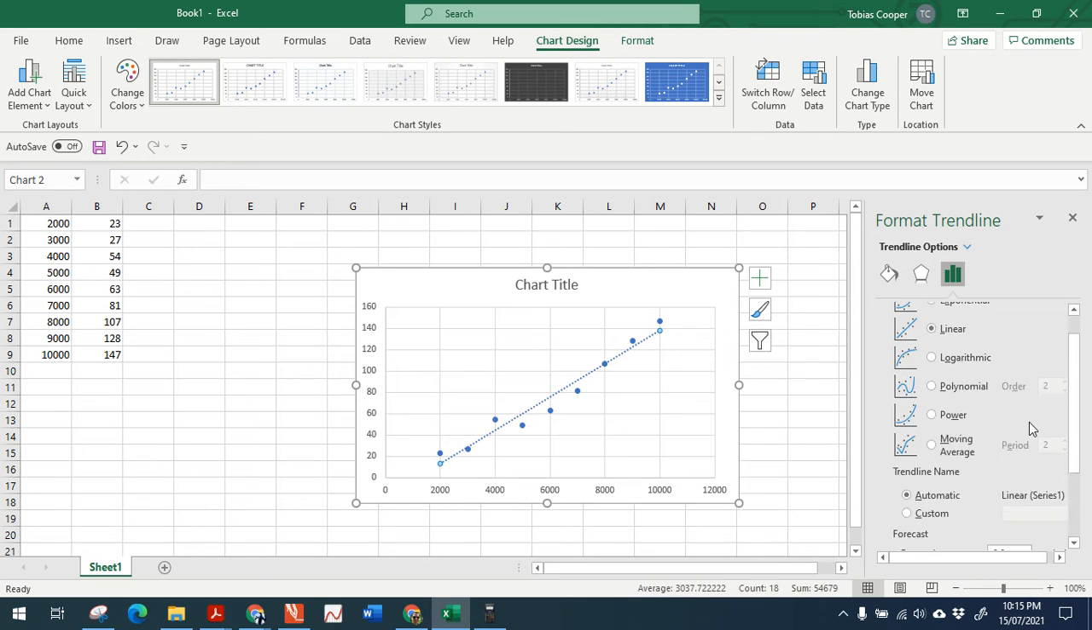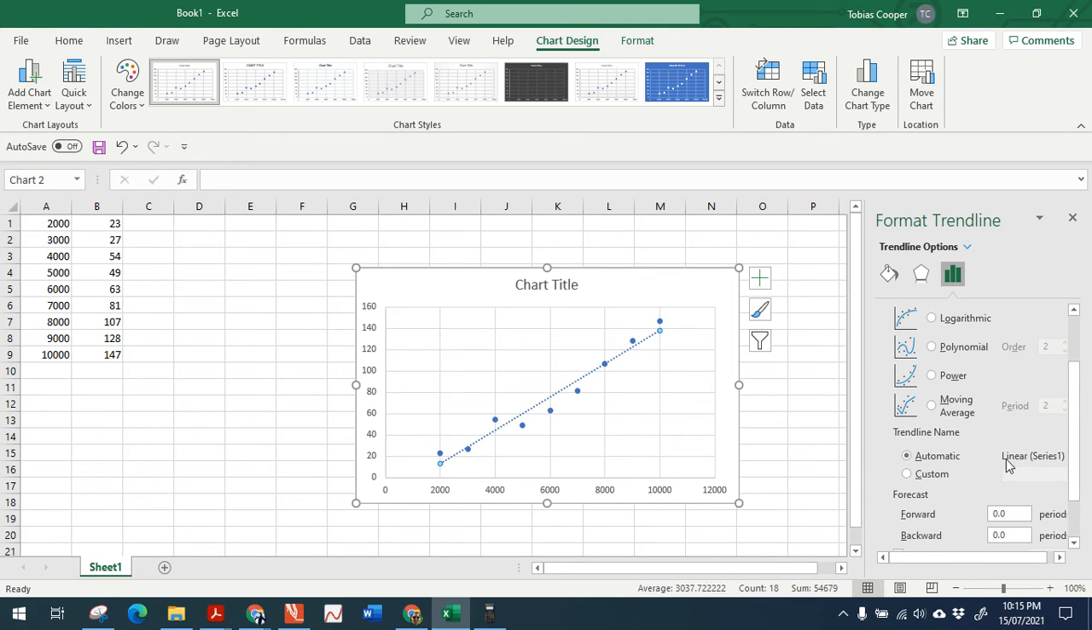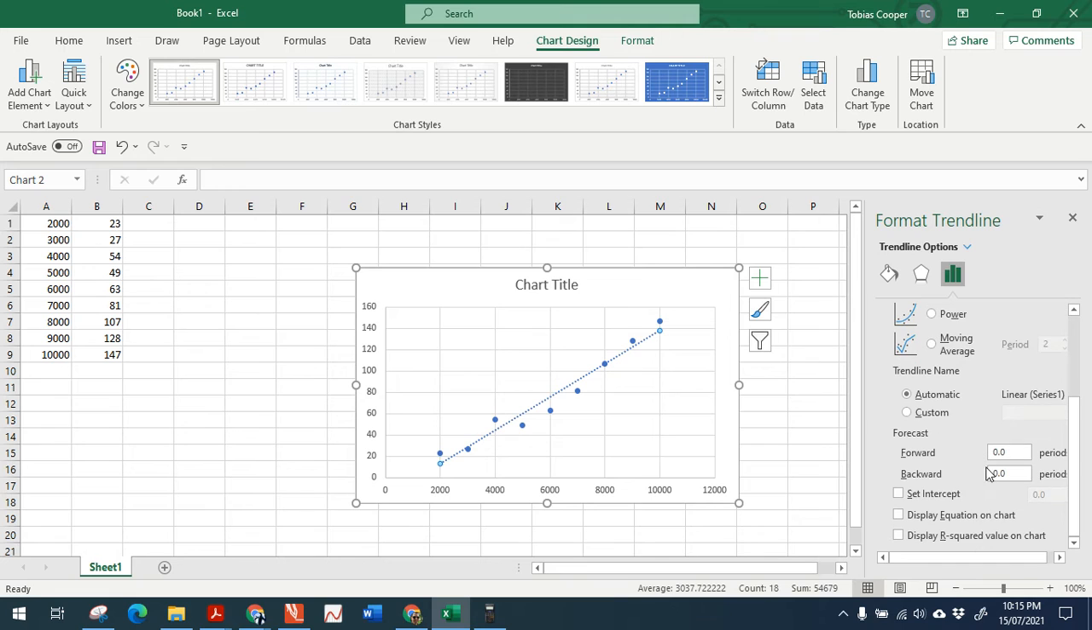And just scrolling down a bit, you should see that I've got the option to display the equation on the chart. Okay, so there it is. Y equals 0.0156x minus 18.256. That's all done.